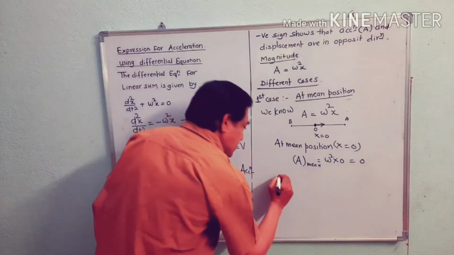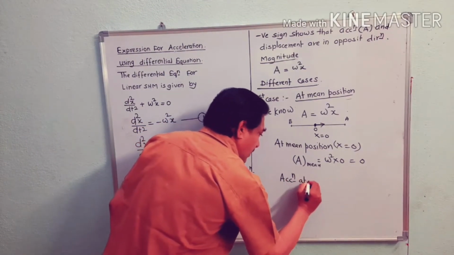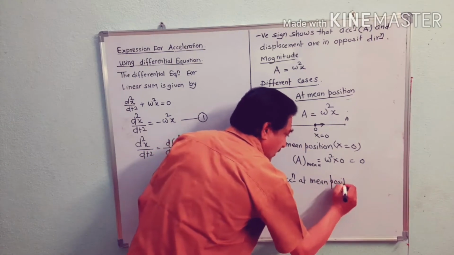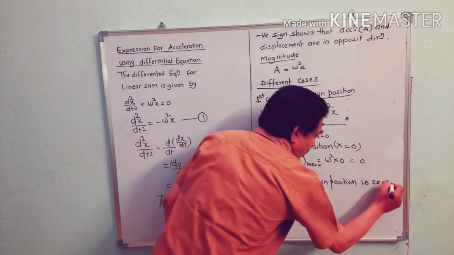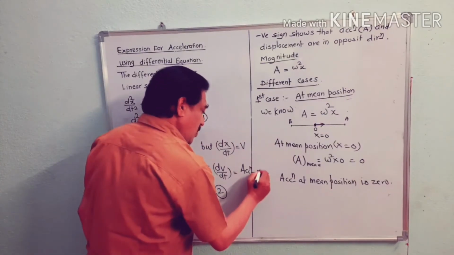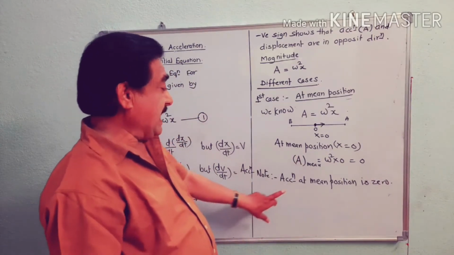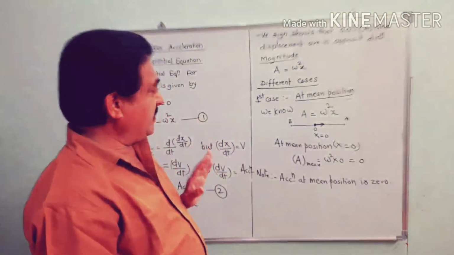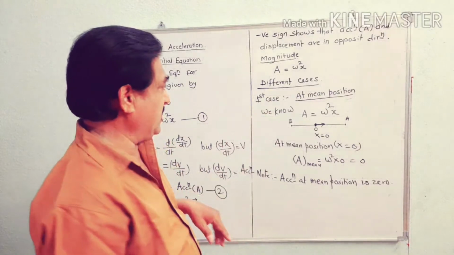So here we can write acceleration at mean position is 0. This one is a note. Acceleration at mean position is 0.